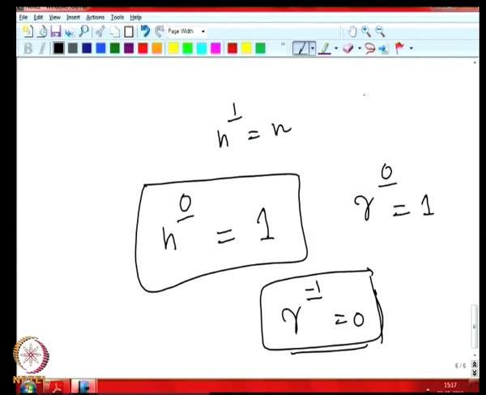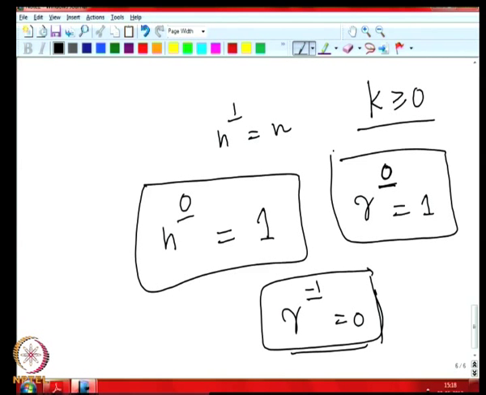So, we will be most of the time considering only k greater than or equal to 0, non-negative integers, but if at all, we can also define it for negative numbers, it is 0. But this is important, because by definition, r falling 0 is 1.